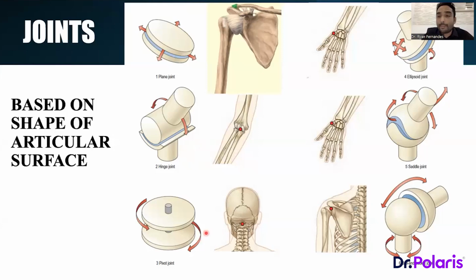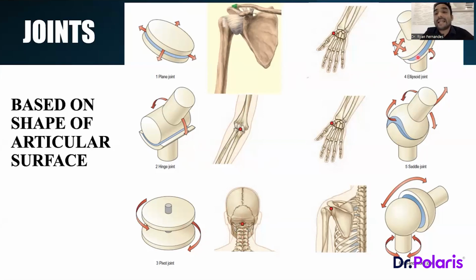Then come the pivot joint, ellipsoid, and saddle joint. In pivot and ellipsoid joints, the movement occurs in two perpendicular planes. So pivot joint, obviously you know the word pivot. You can turn from one end to the other, that is, look from one side to the other. That is the atlantoaxial joint here in the spine. So that is one example of a pivot joint.